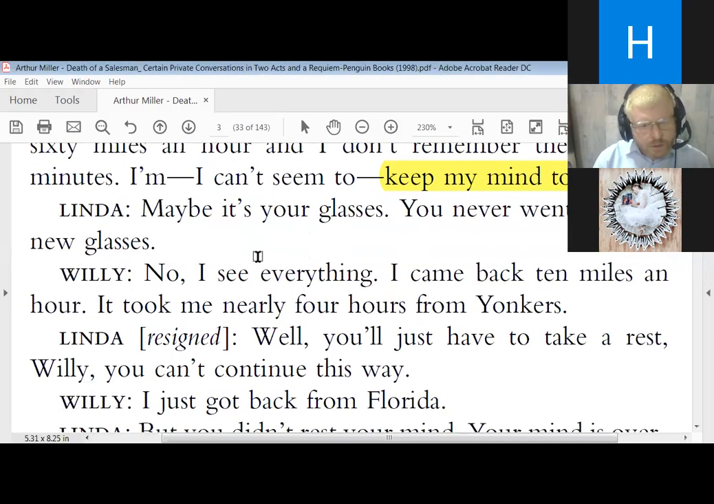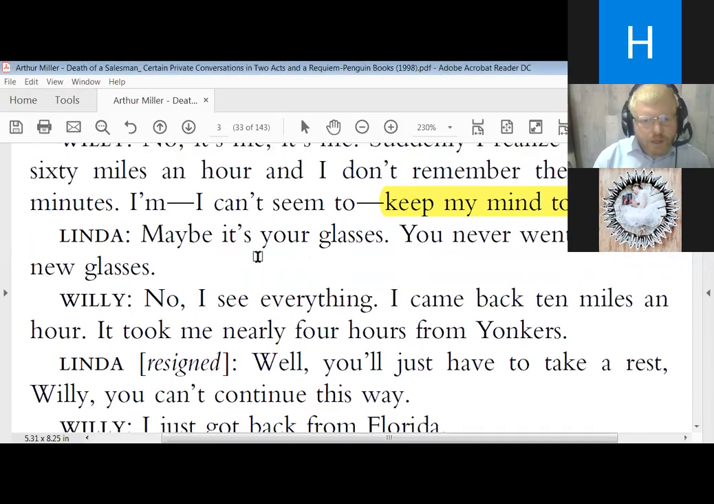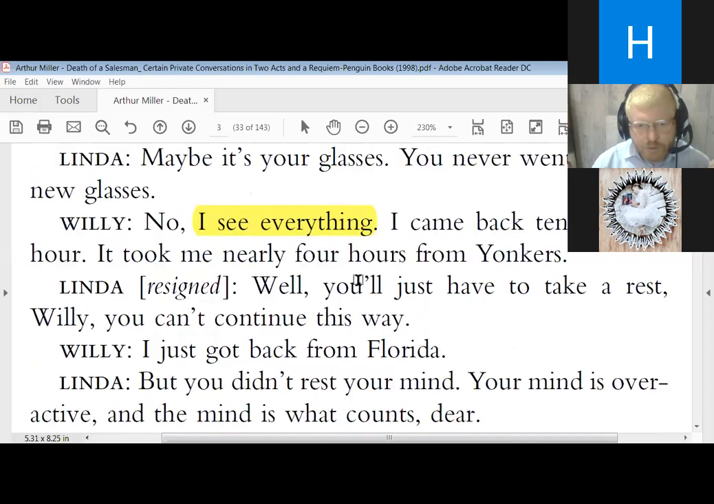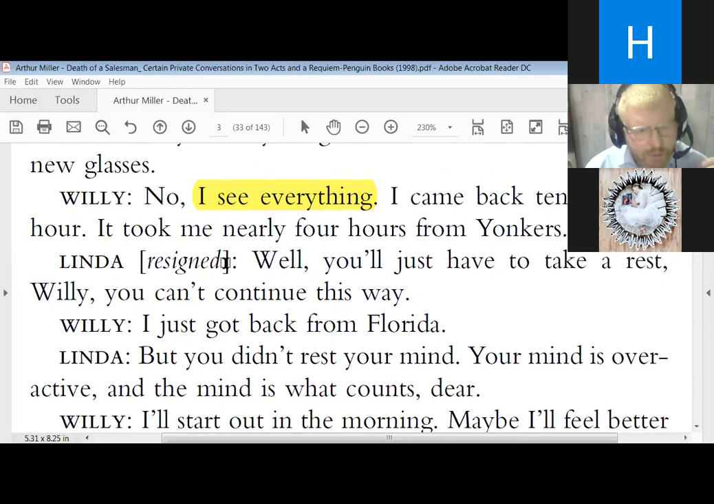Willy says, well, no, I see everything. So Willy now is even more realistic than Linda. She tries to comfort him, to say there is nothing wrong with you, but he says, no, there is certainly something wrong with me. I see everything. It's not a problem with the glasses. I came back 10 miles an hour. It took me nearly 4 hours from Yonkers. Linda is resigned.